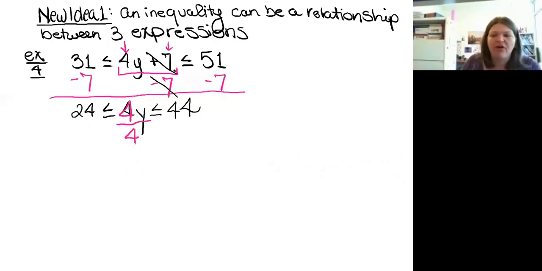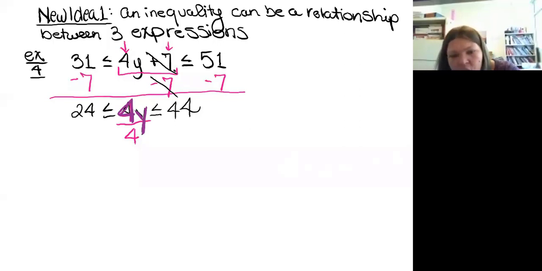Okay, it's not about which number is on the right or the left. My goal right now is to isolate Y, to get Y alone. So I can see that the number that's with Y is 4. Can you see that? Good. So 4 is the number I have to get rid of. So I'm going to write 4 down here.